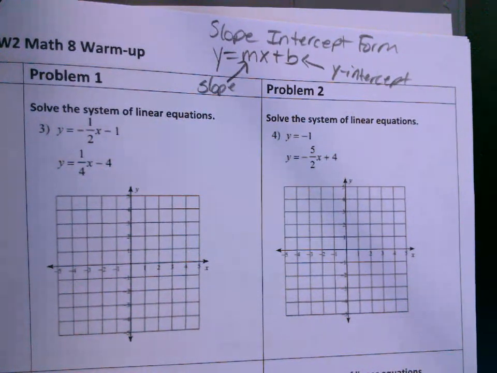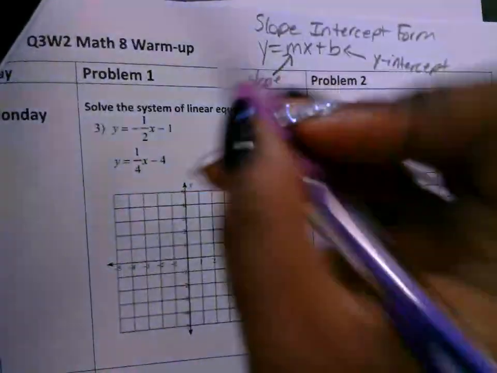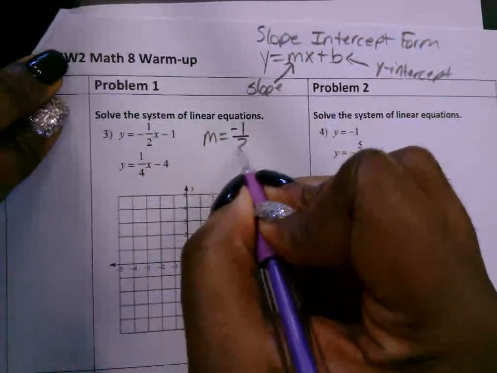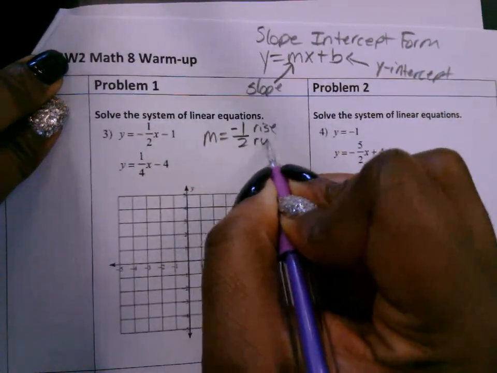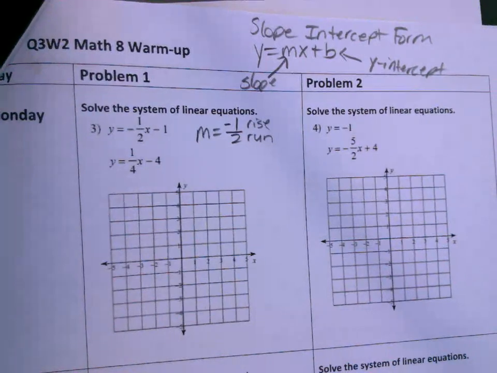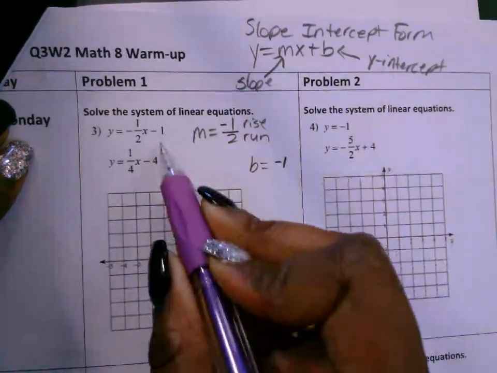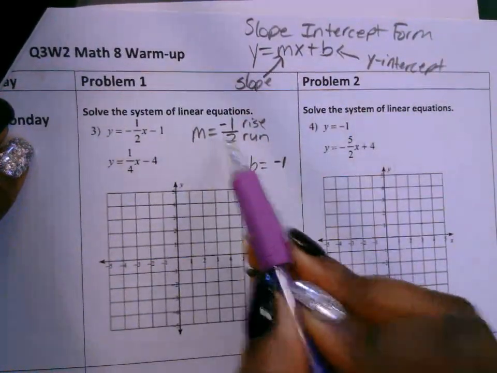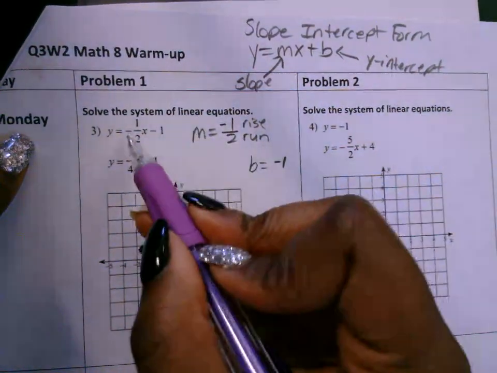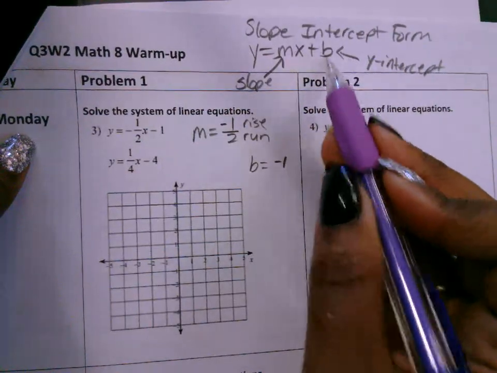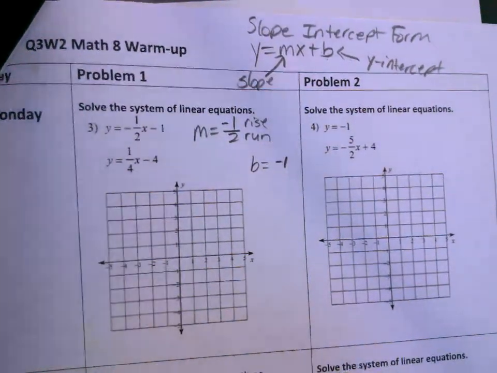All right, here we go. Our slope here is going to be the number that's attached to the x. That's negative 1 over 2. This is our rise. This is our run. Our b here is negative 1. That's the number that's not attached to the x. It has no variable attached to it. So we got m, the number that's attached to that x, and we got b, the number that has no variable attached to it. That's the first step.